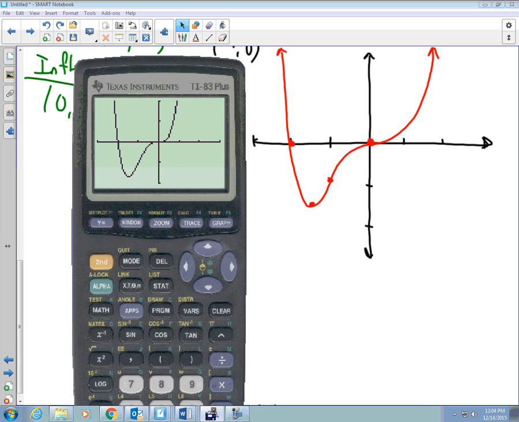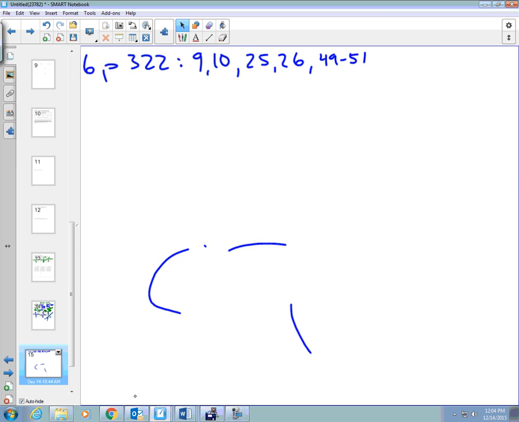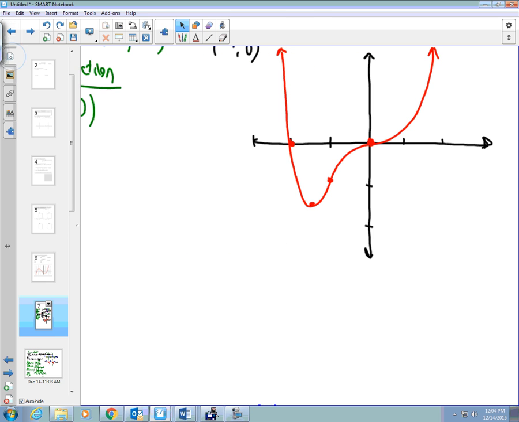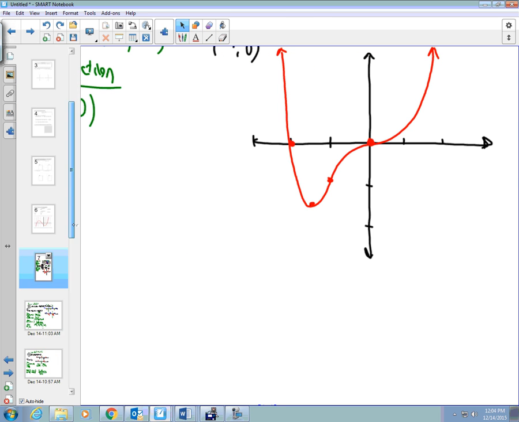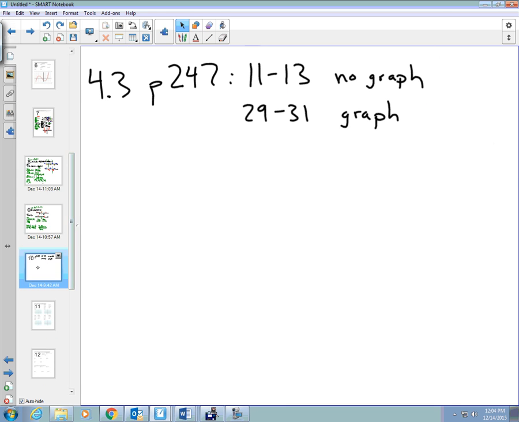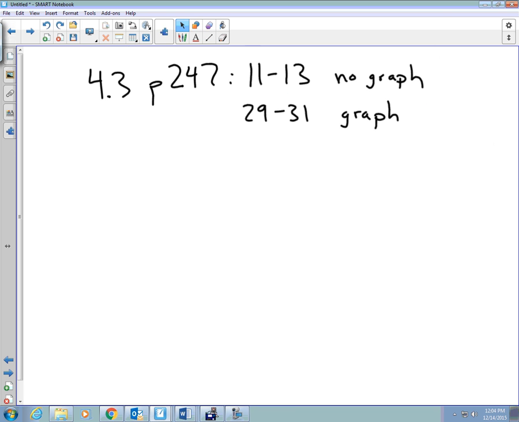We're going to be spending a lot of time on this unit. That's kind of your first introduction. That is not your assignment. Your assignment is going to be 4.3, page 247, 11 through 13, 3 problems you don't make a graph, and then 3 problems where you do make a graph. You'll be doing the first and second derivative tests just like we've been doing. I think you guys will do very well on this test, by the way.